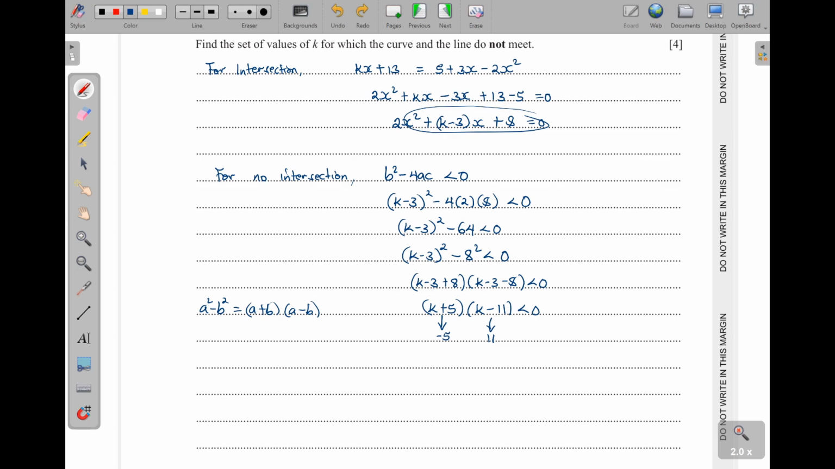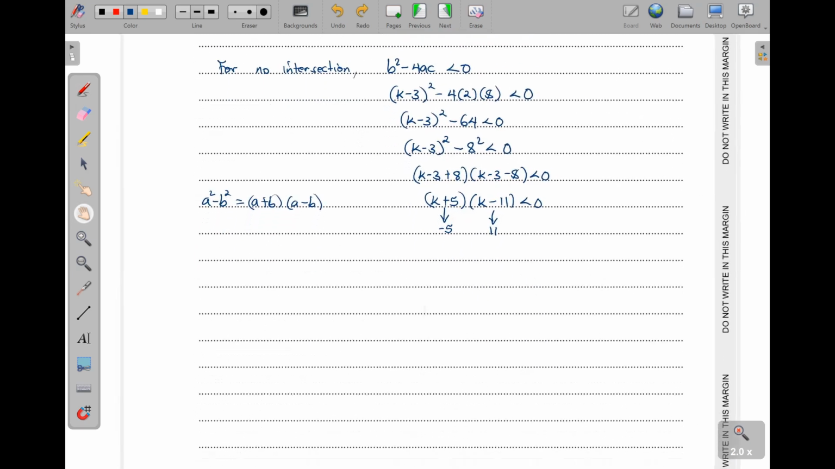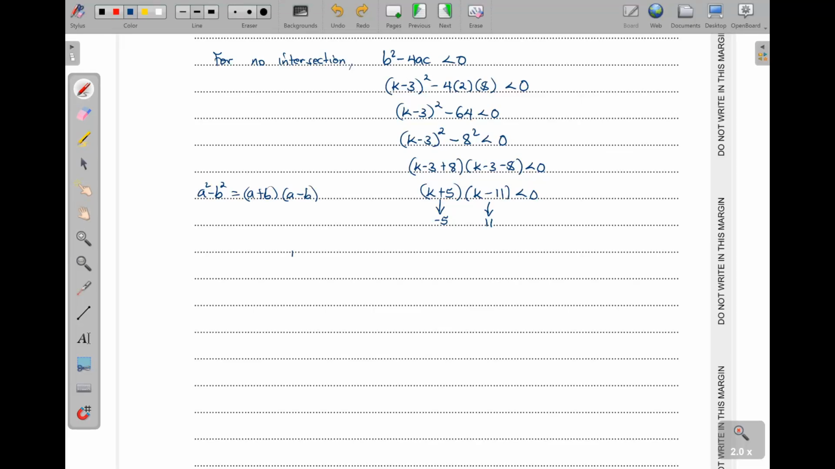negative 5 and 11, I can do a small sketch here. This is a U-shaped curve because the coefficient of k squared here comes out to be positive. K times k, you're going to get k squared, and for any coefficient of k squared being positive, that will be a U-shaped curve. If it is negative, that will be an N-shaped curve. Okay, now I'll put my values here. The -5 will be here, and then the 11 will be here.